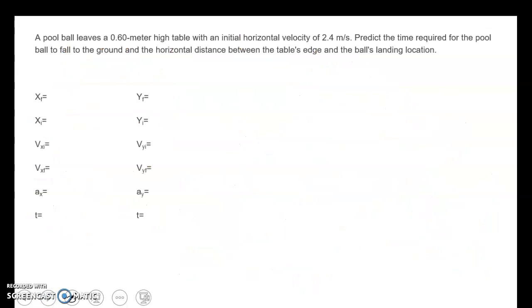I'll do another example. I've got a cue ball leaving a 0.6 meter high table with initial horizontal velocity of 2.4 meters per second. I want to predict the time required for the pool ball to fall to the ground and the horizontal distance between the table's edge and the ball's landing position.